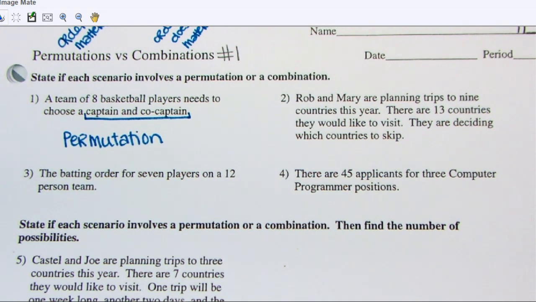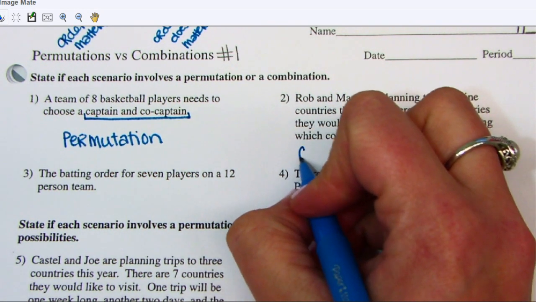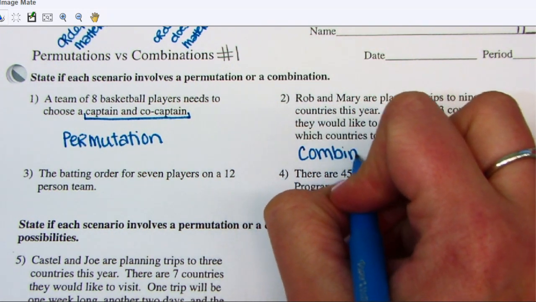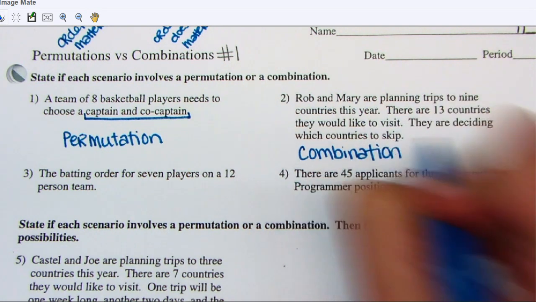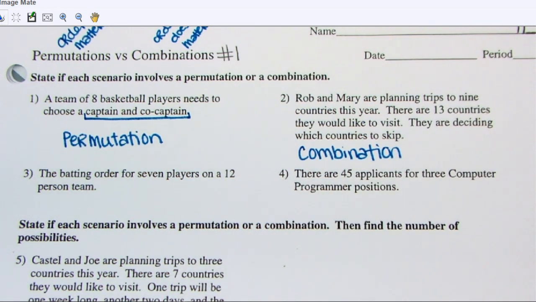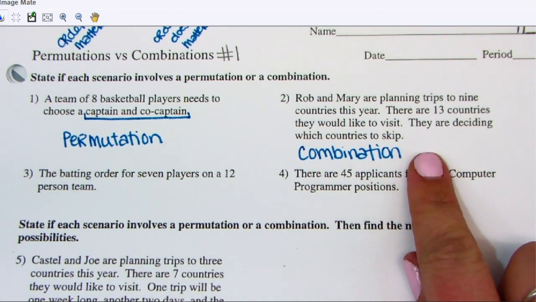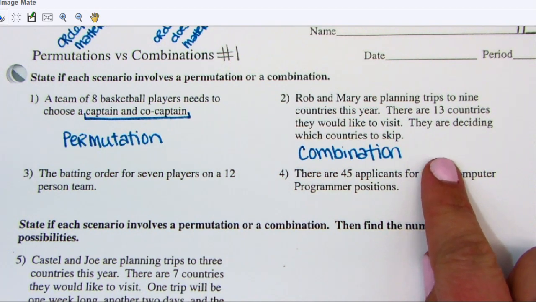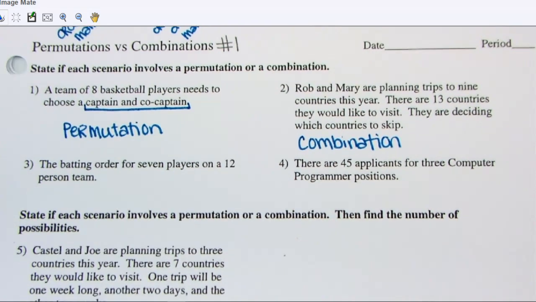So this is a combination because it doesn't matter if they go to Italy first or Ireland first. What matters is that they go. The order in which they attend these, since it doesn't say that they're going for different time measurements, they just want to know which ones they're going to skip. So this is a combination.